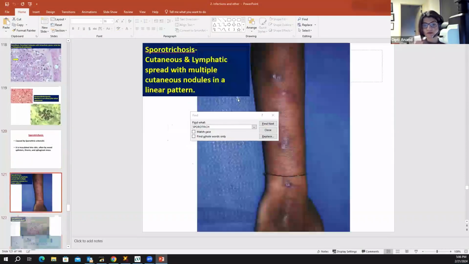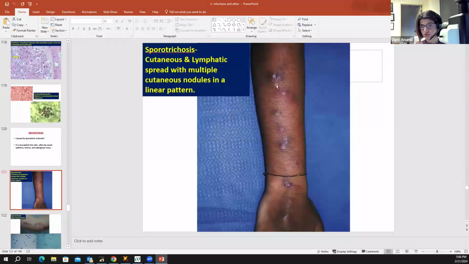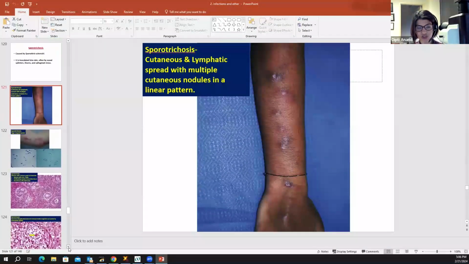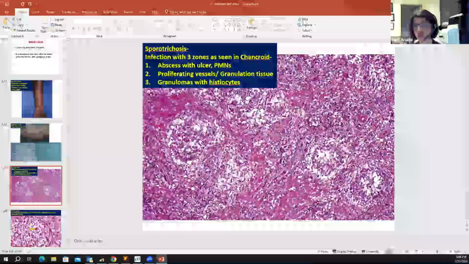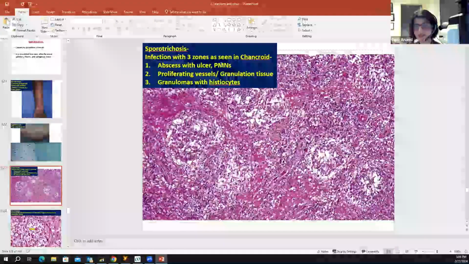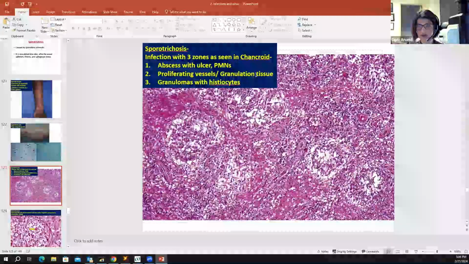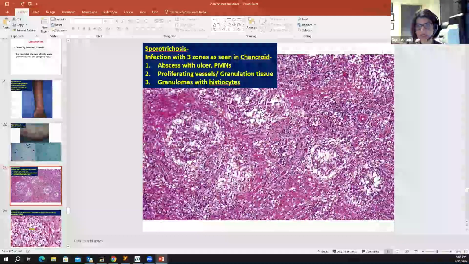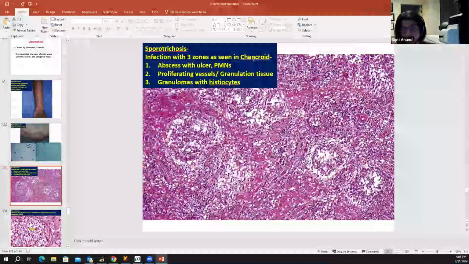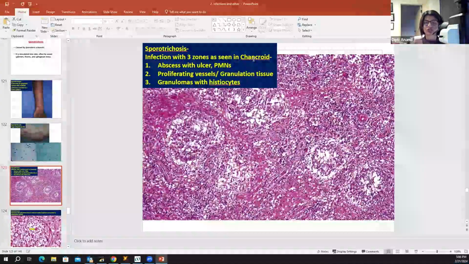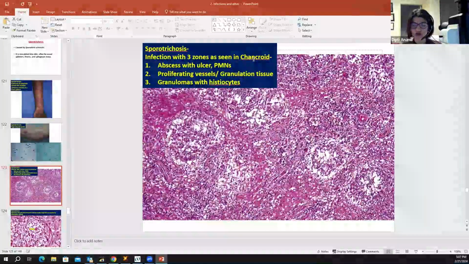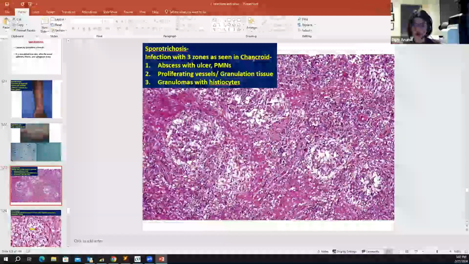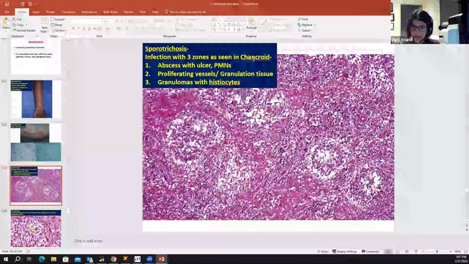Okay, so everybody knows about the lymphatic distribution in a linear pattern. This particular infection produces the classic zonation pattern. So abscess with neutrophils, then granulation tissue and granulomas. The other organism which does that is your chancroid, your Haemophilus ducreyi, which is a sexually transmitted disease. So these are the two organisms which can produce this reaction pattern.